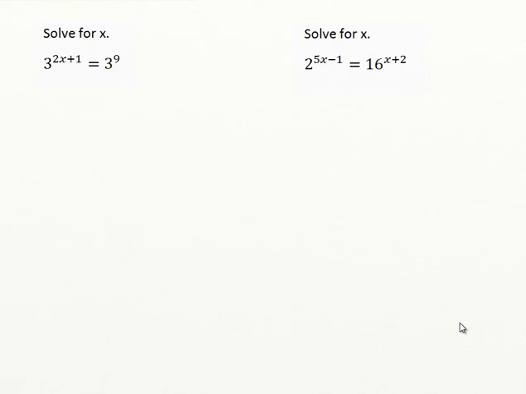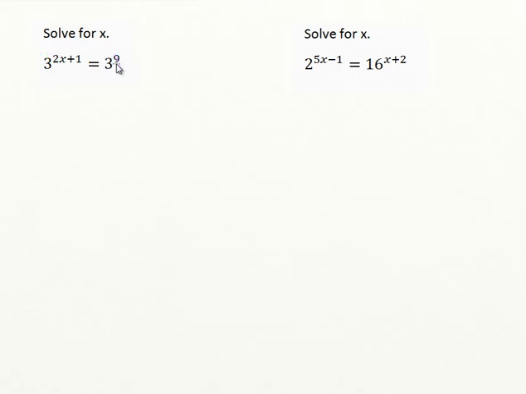This video is going to show you 4 different examples of how to solve for an unknown variable that is within an exponential equation. So let's take a look at the first one here. It says solve for x, and we've got 3 to the exponent 2x plus 1 equals 3 to the exponent 9. And the important observation here is that we have the same base on both sides of the equal sign.